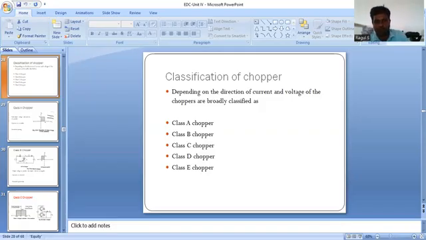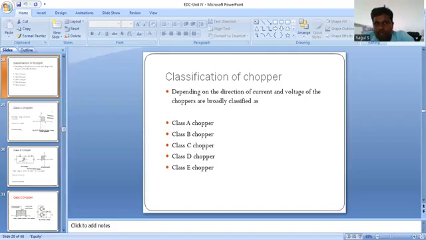It is a second quadrant chopper. Output voltage is always positive and output current is negative. It is the inverse operation of the first quadrant. In the first quadrant the operation is rectifying, so the second quadrant operation is inverter. Another name for this class B chopper is forward regeneration.